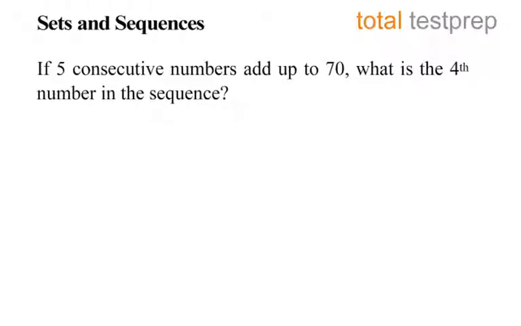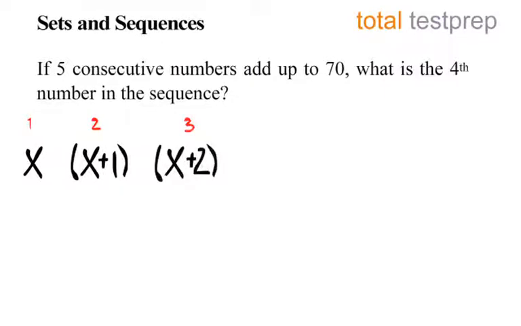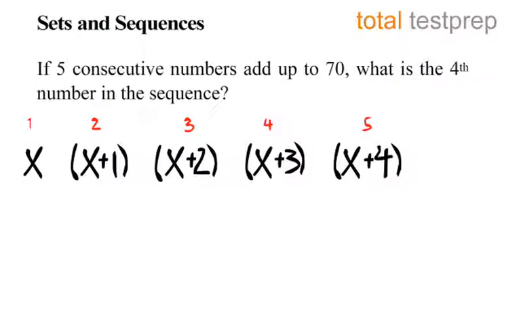Let's take a look at this question. If 5 consecutive numbers add up to 70, what is the fourth number in the sequence? Once again, when you have a set of consecutive numbers, start with the first one, label it x, the next one is going to be x plus 1, then x plus 2, then the fourth one is x plus 3, and the fifth one is x plus 4.